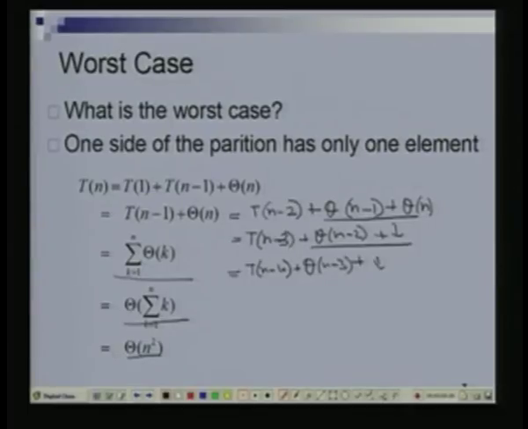If this theta is bothering you, just replace it by some constant times n. Okay. Is this clear to everyone? So this would be the worst case, right. So the best case is when you do a half and half split, and the worst case is when you get a very skewed split.